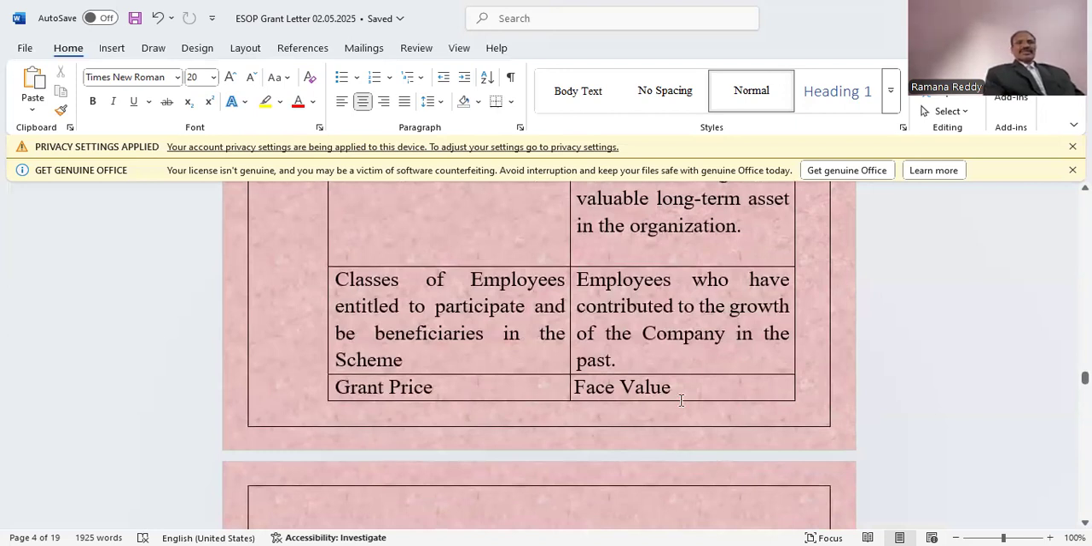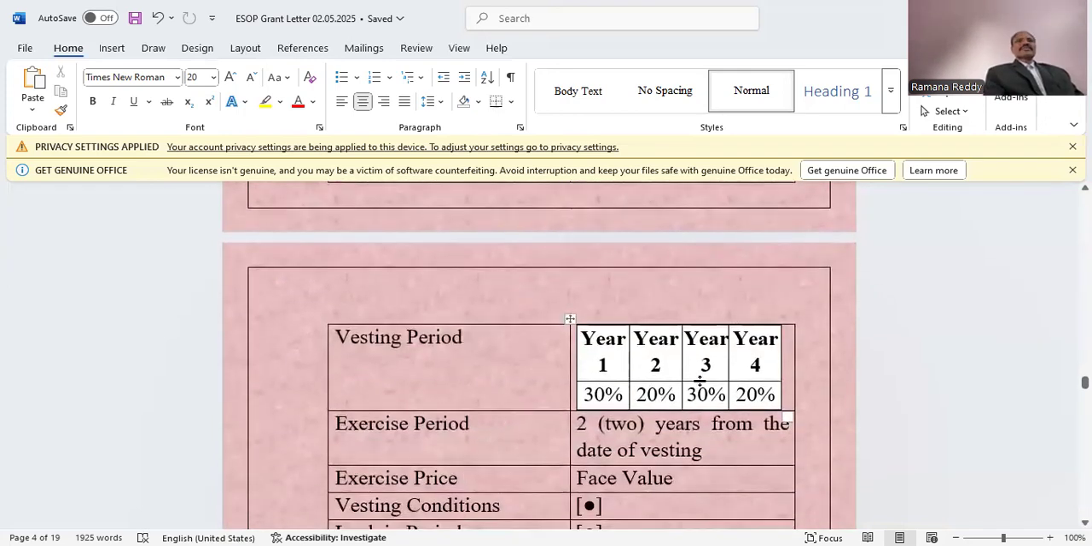Grant price, I have written face value. Grant price will be decided by the nomination remuneration committee. It may be a face value or it may be a little more because it shall be attractive. Vesting period, as I said, 4 years. This can be decided by the nomination remuneration committee. For example, first year 30%, second year 20% of the grants, third year 30%, fourth year 20%.